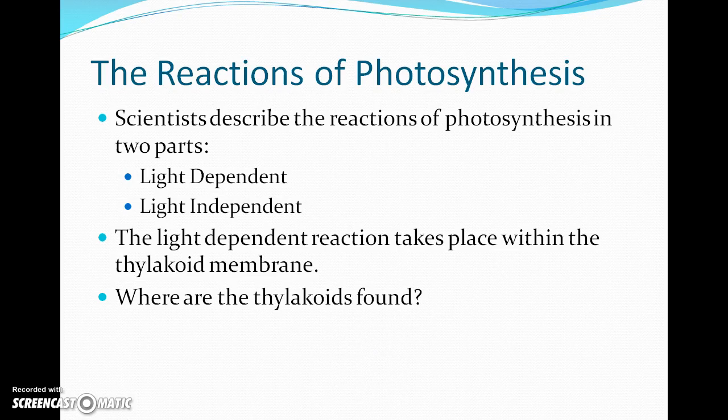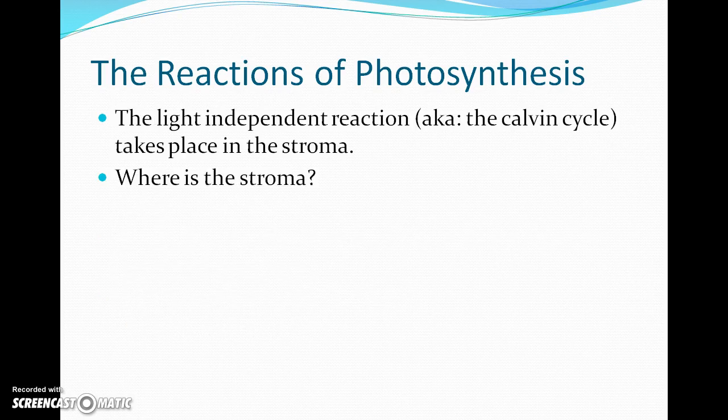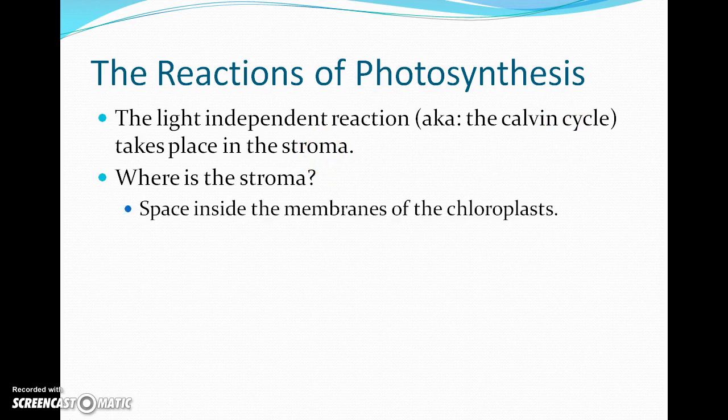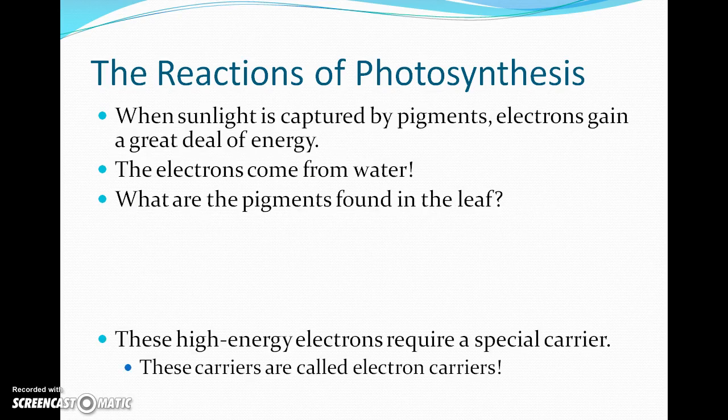Scientists are going to talk about photosynthesis in two parts. You have the light-dependent reactions and the light-independent reactions. The light-dependent reactions take place within the thylakoid membrane. And remember, the thylakoids are inside the chloroplasts. The light-independent reaction has its own name. It's called the Calvin cycle, and it takes place in the stroma. Remember, the stroma is similar to the cytoplasm. It's the space inside the chloroplast between all the thylakoids.